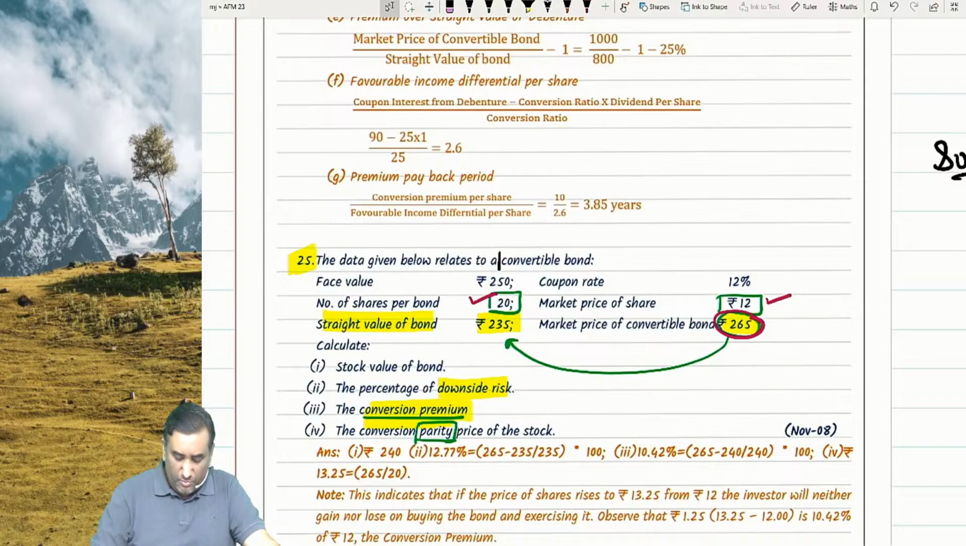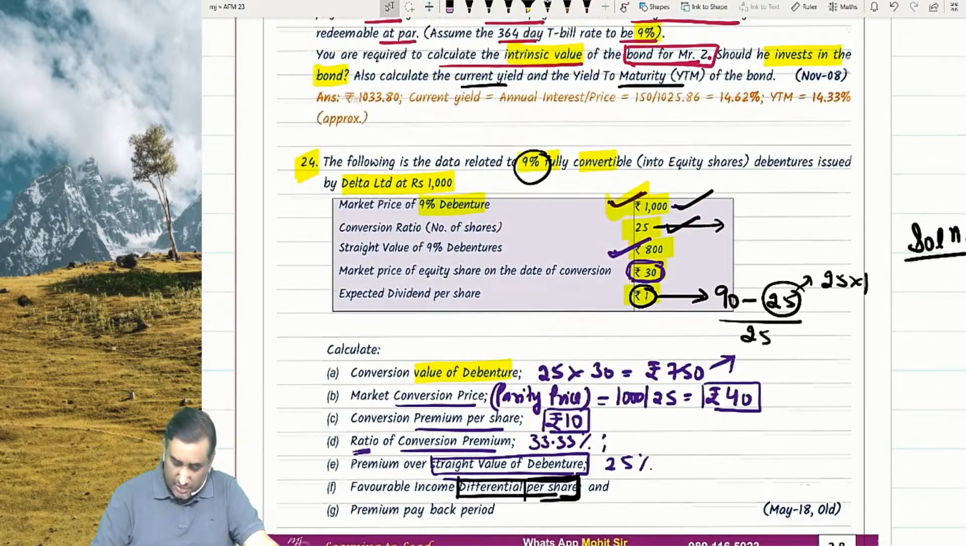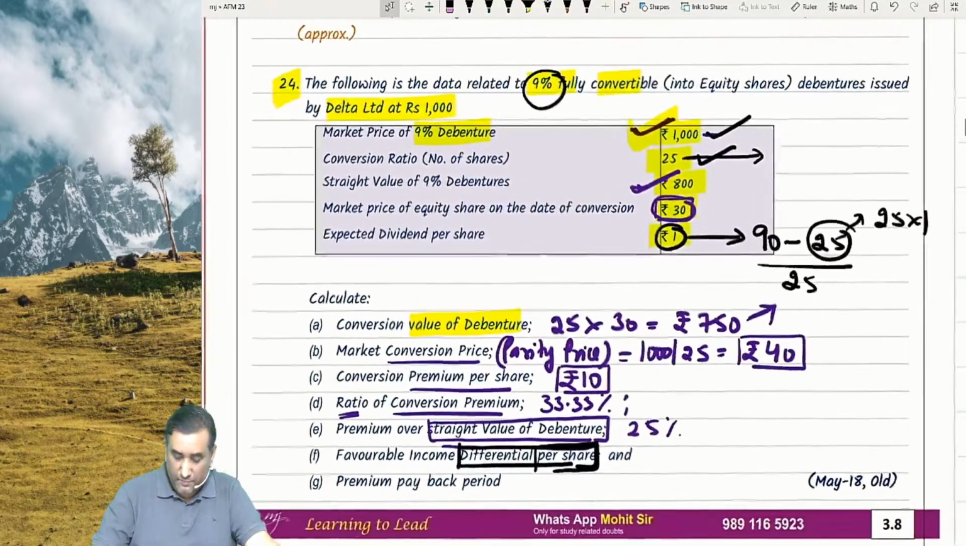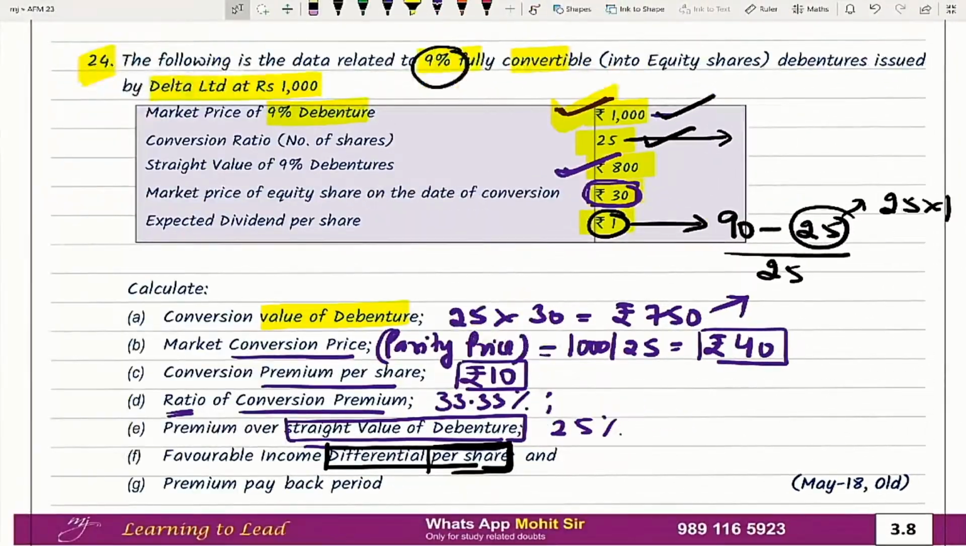Which question have I given you in your book? 24th, I think. 24th you have? Yes. Read out 24th, try first 5.